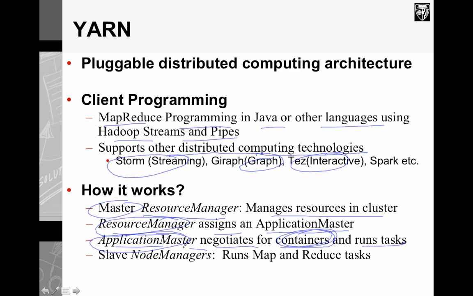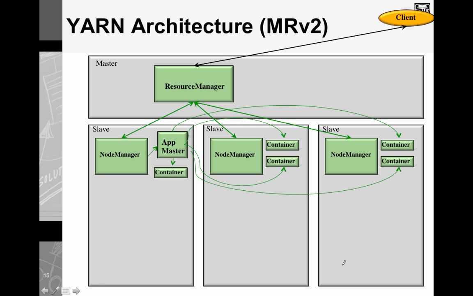And then there are things called node managers. These node managers run in the slave. These node managers are the ones that are responsible for running the map and reduce tasks in the various containers across multiple machines. So let's look at the Yarn architecture, the MRv2 architecture.